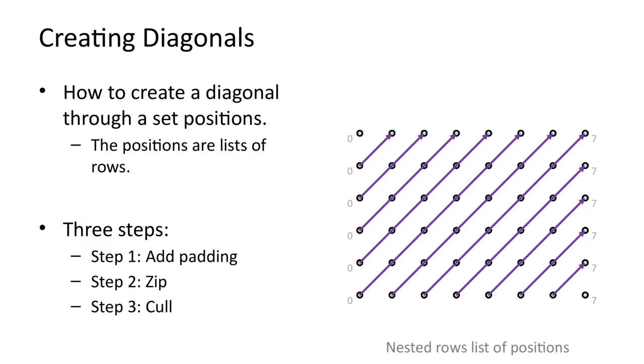To generate the diagonal, we will structure our data as a nested list of rows. What we need to do is to extract out of this data structure a new nested list. But instead of rows, we want diagonals. In the diagram, the lines show the diagonals that we want. You can see that the diagonals will have different lengths. To get the diagonals, there is a three-step process that can be used. The three steps are: add padding, zip, and cull.